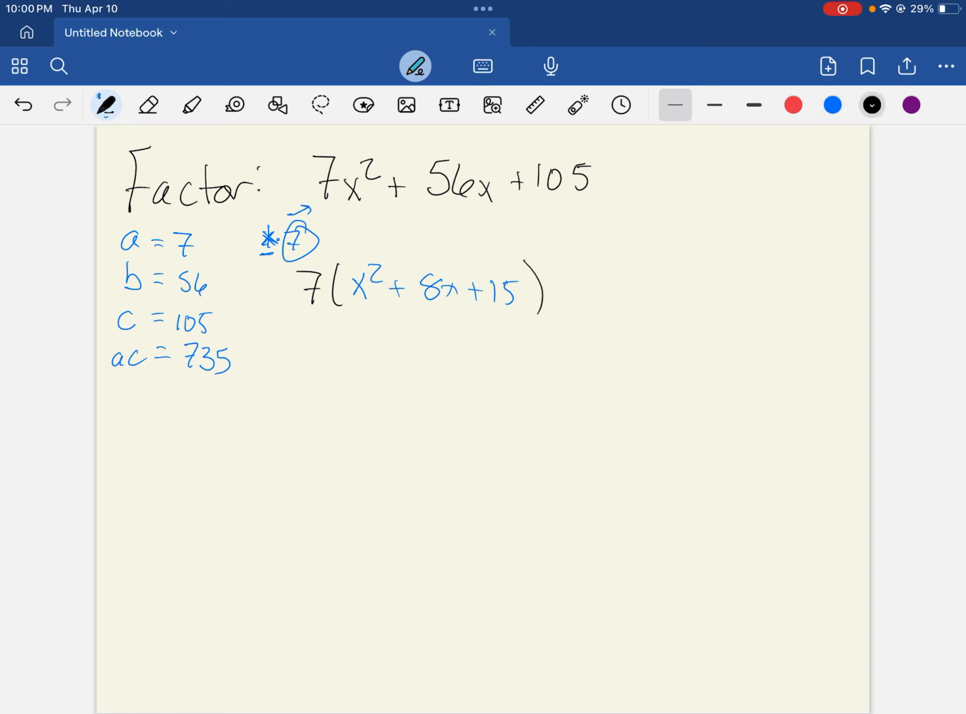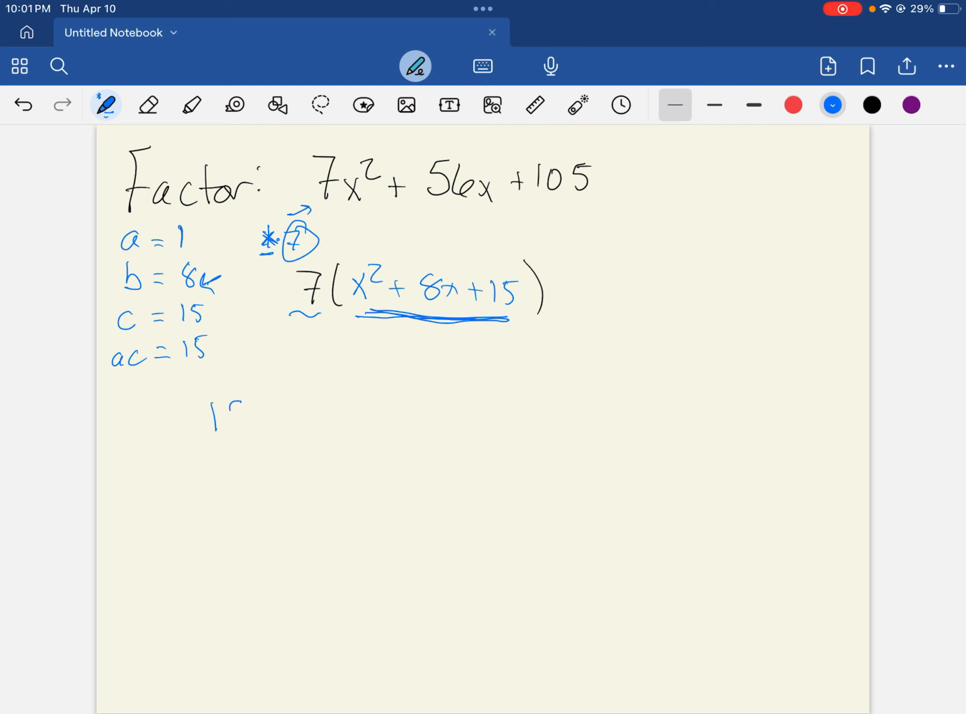And from here, now I can go ahead and factor this problem. So I'm going to erase my original A, B, and C, and I'm going to put a new one, 1, 8, and 15. I'm using what is left over from us factoring out this 7, and I'm using those values as my new A, B, and C.